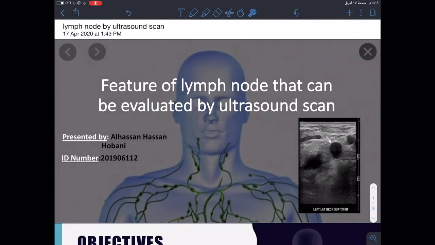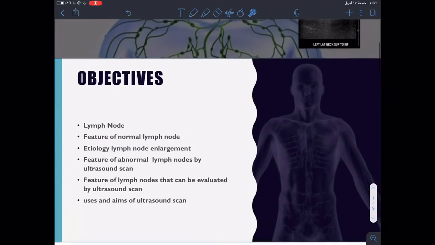Today, inshallah, I'm going to talk about the features of lymph nodes that can be evaluated by ultrasound scan. So, this is me. I am Al-Hassan from Jazan University.